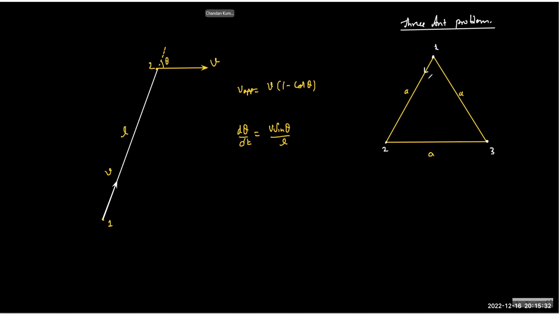So 1 is trying to go towards 2, 2 is trying to go towards 3, 3 is trying to go towards 1. Everyone is chasing each other with same speed. So for any two particles, what is the velocity of approach? Approach we write for only 2, we can't write for 3, of course. So what is the V approach for any two particles? So it's a symmetric arrangement.